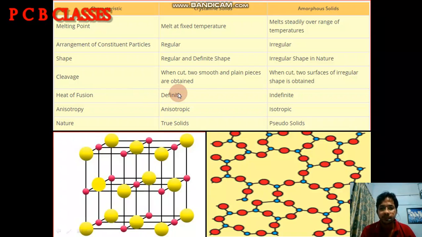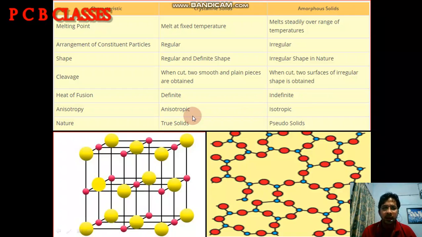Heat of fusion means the enthalpy of melting will be definite, as we have already discussed in case of melting point. So when you melt, when you fuse the crystalline solid, you will get a definite amount of heat and it is always greater than the amorphous solid. Why? Again, because of definite strength. So when you melt or break the crystalline bond, you will always get a definite heat of fusion, while in case of amorphous everything is indefinite.